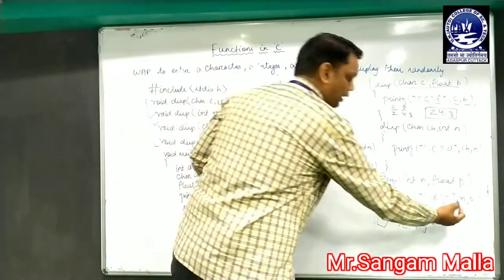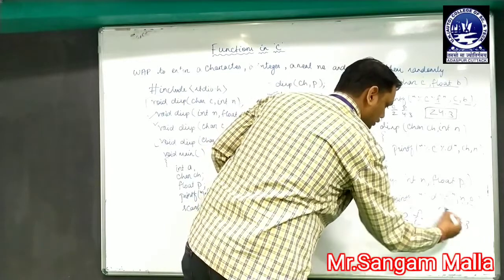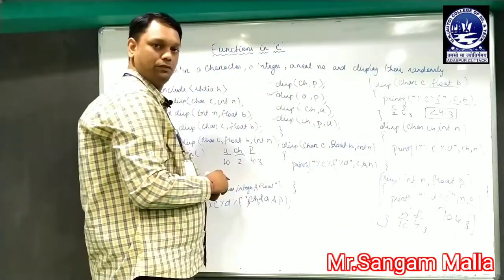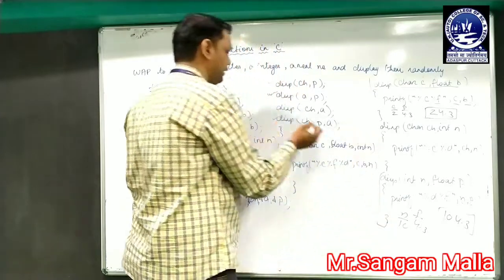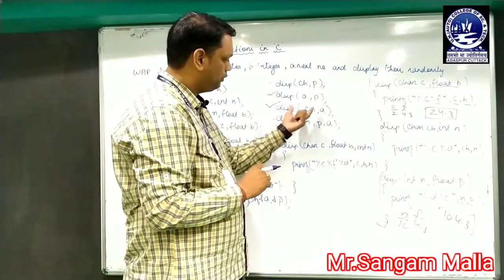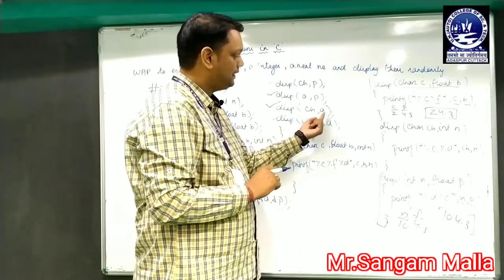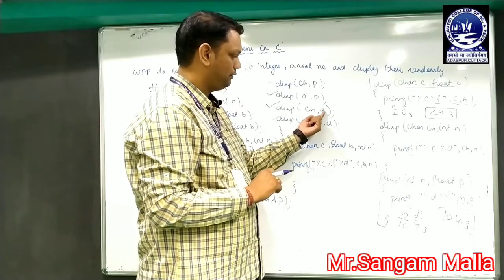Now it will print the value of n and p. So it will print 10 4.3. So this is the second output. After completing it, when it comes to this curly bracket, it will be redirected to the third display function. The third display function will have two values, that is ch and a. ch is a character value and a is an integer value.